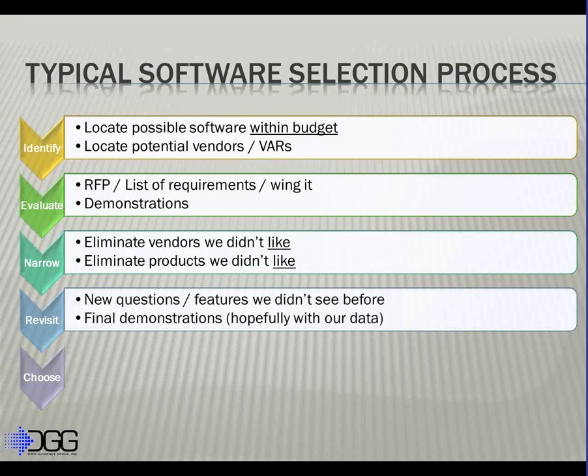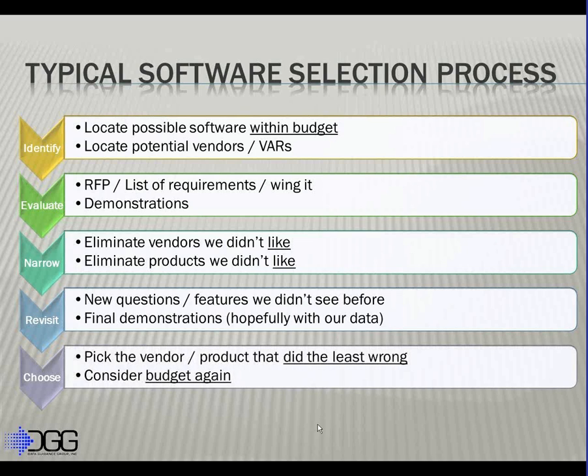Once they have narrowed to a few products, after they've seen all these demonstrations, they've added to their list things that they need. And so now they realize that there were 2 or 3 products that were pretty good in that list of 8 or 10 we saw, and we'd like to schedule sort of a final demonstration, and hopefully we even get that final demonstration done with some of our company data so that we can see how the transactions flow through the product. And then finally, we wind up picking the vendor or the product that did the least wrong.